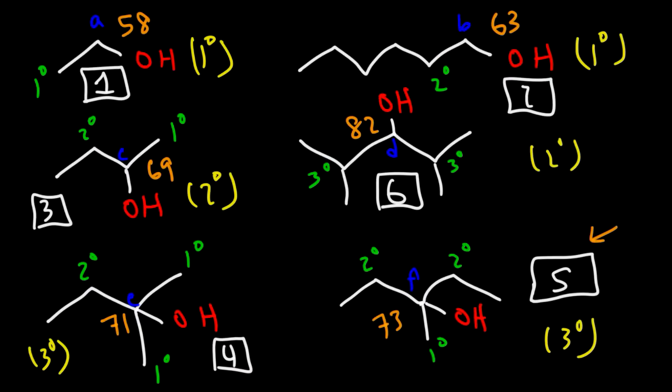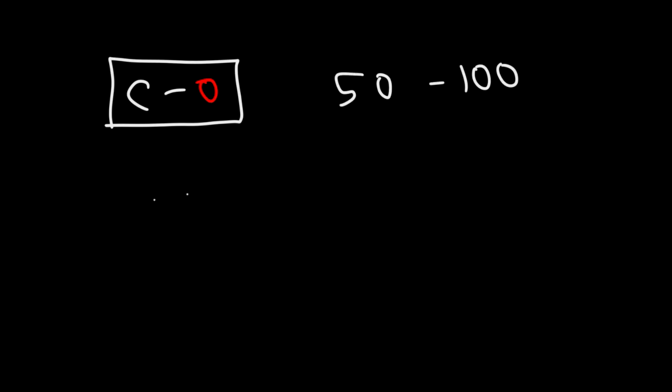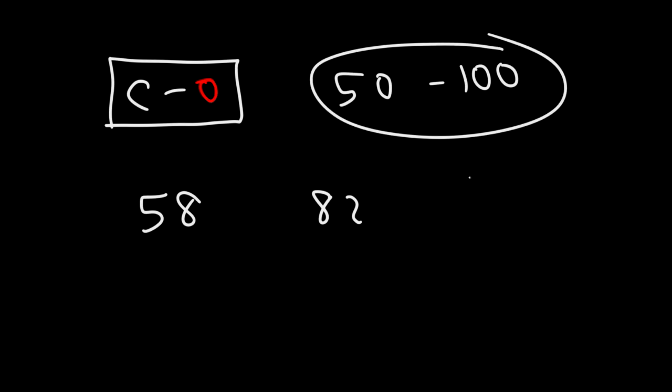But in summary, when dealing with alcohols, the carbon that has the oxygen typically has a chemical shift between 50 and 100. We saw a low value for ethanol, which was 58, and a high value for the one with a score value of 6, which was 82. But the carbon with an oxygen will usually be in this range, 50 to 100 parts per million.